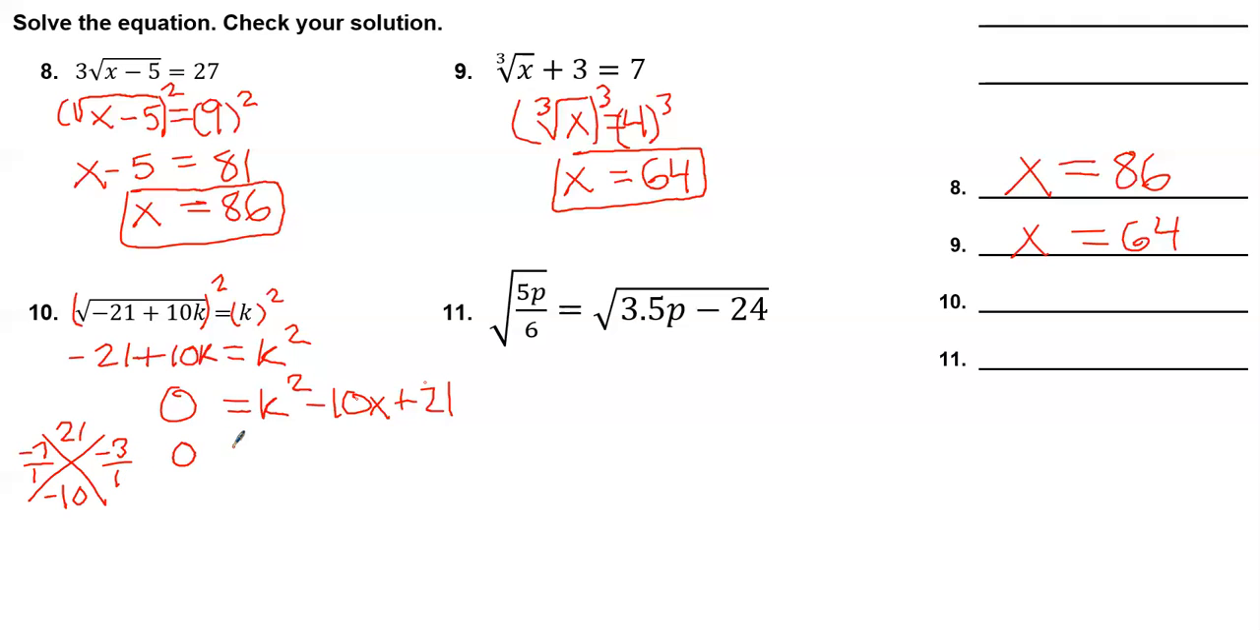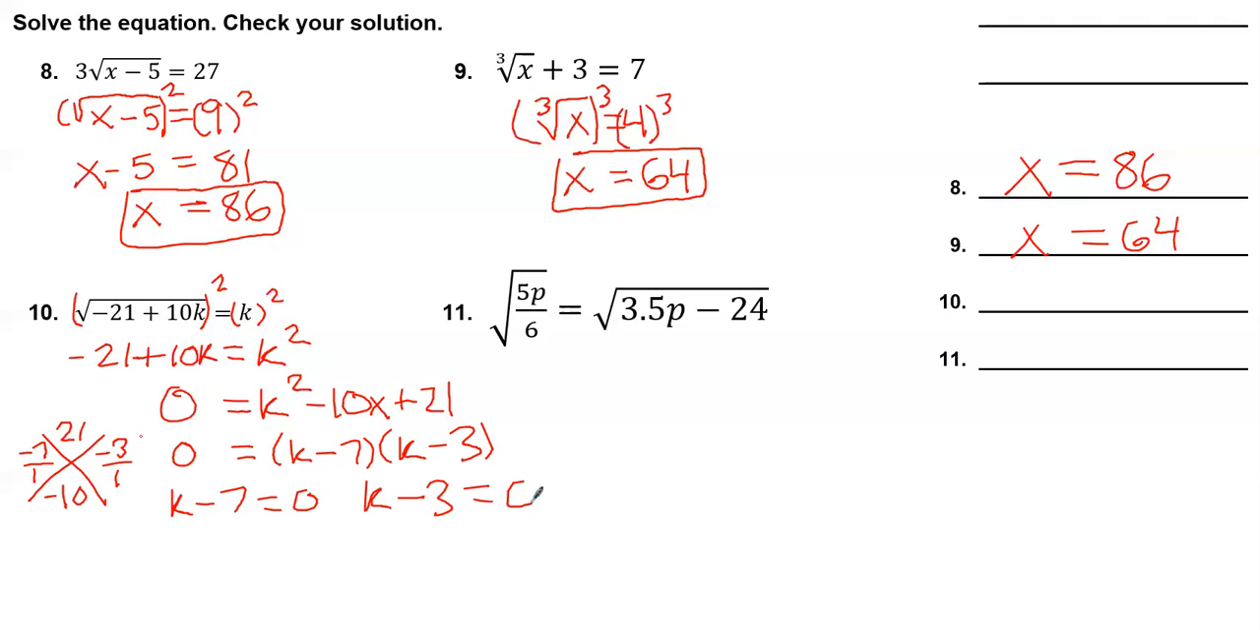So this gives me 0 equals k minus 7 times the quantity k minus 3. Okay. All right, so now I have a factor times a factor equals 0. I can set each of those factors equal to 0 using the zero product property.